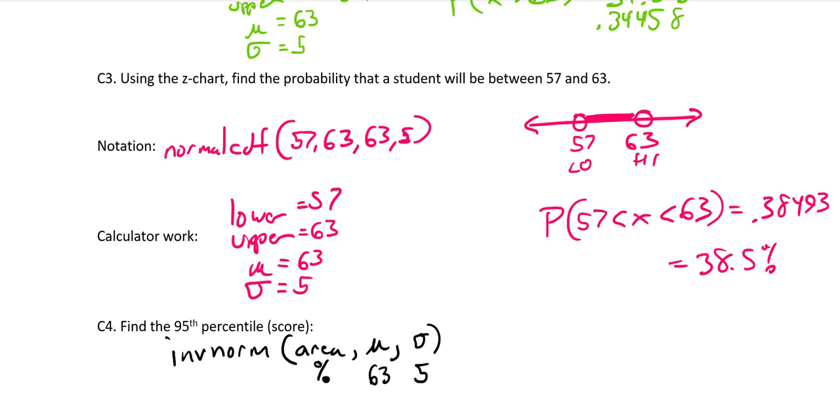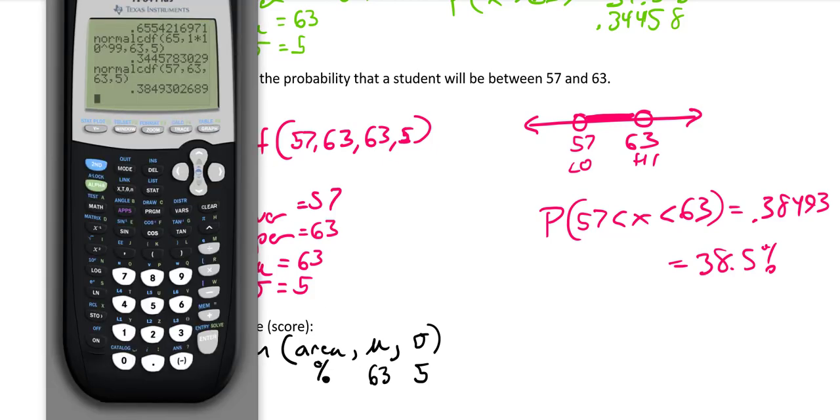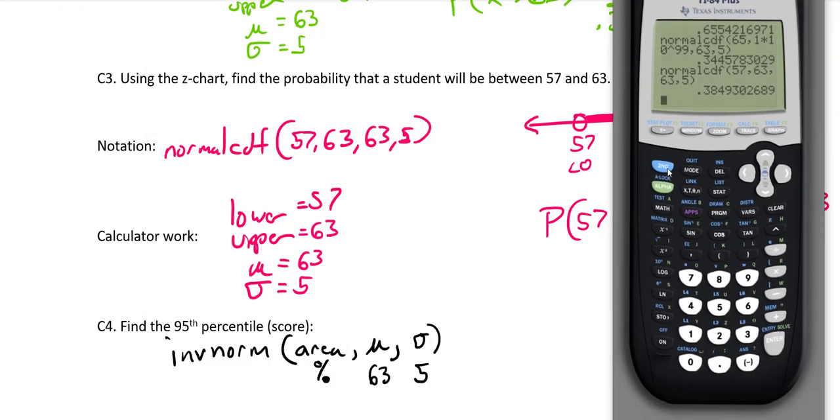Maybe the professor says, if you score within the top 5% of this class, I will not have you do the final exam. Well, shoot, I guess you want to be in the top 5%, right? So if that was the average and that was the standard deviation, we're going to turn on our calculator one last time, go to second vars and go down to option 3, which is the inverse norm. Hit enter.